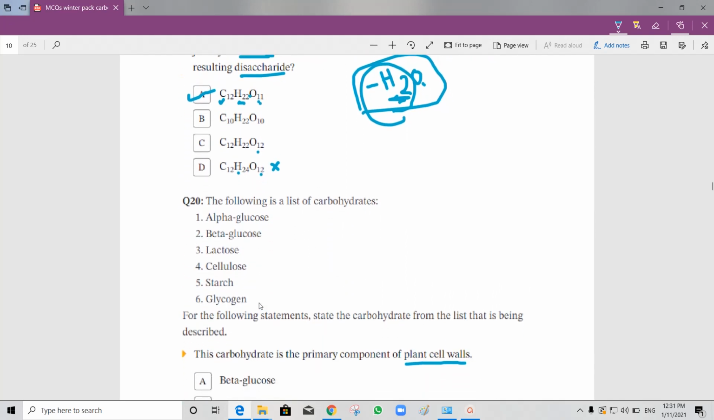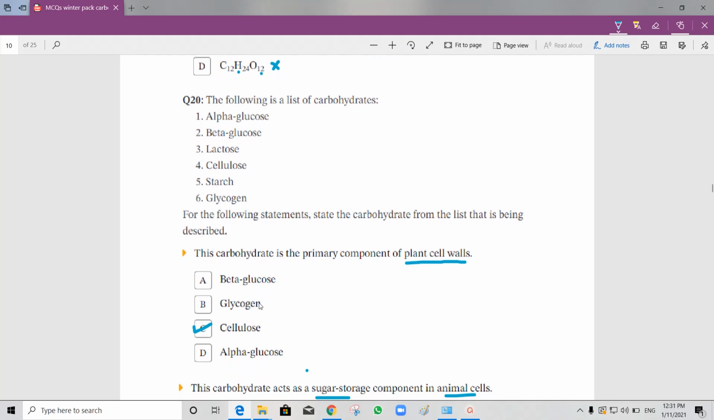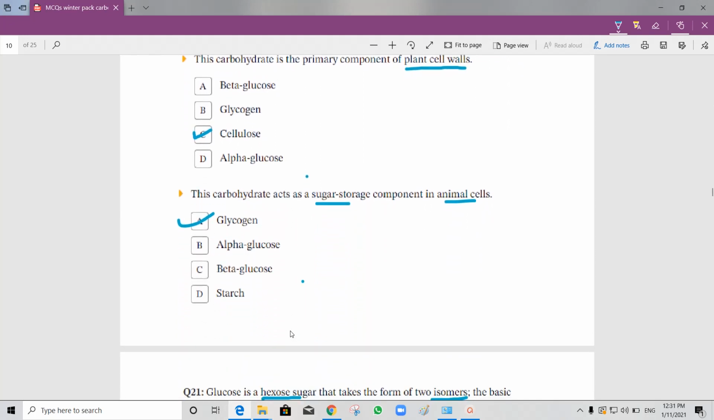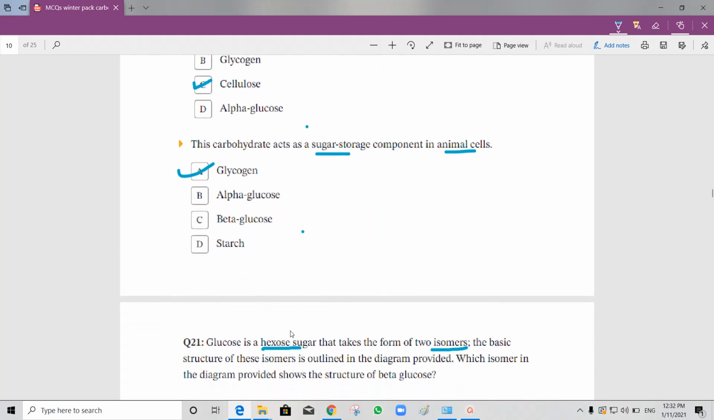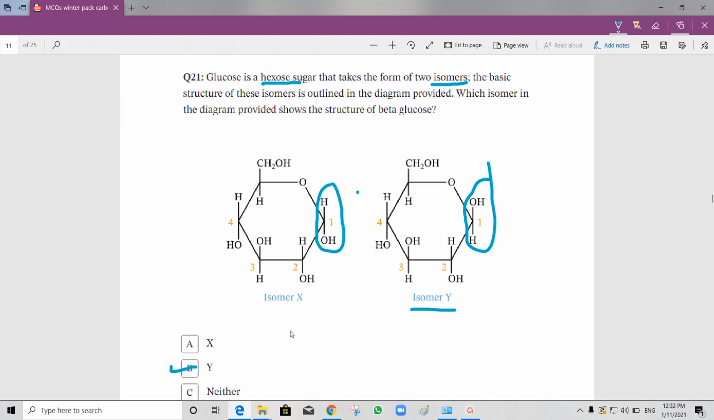Question 20, you can pause the video and read the question. The correct answer will be C. For this part, the correct answer will be A. Those are easy questions. In this question, we are discussing the concept of isomers. Isomers means that they have the same molecular formula but different structure. See the difference? All of this part is similar, but the difference is in this part.